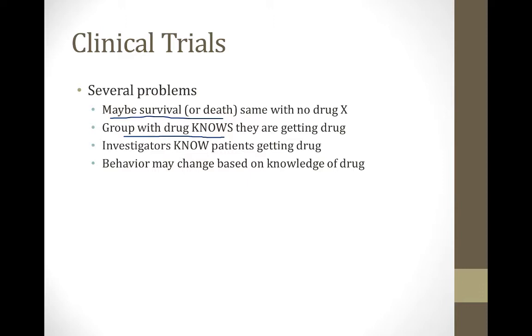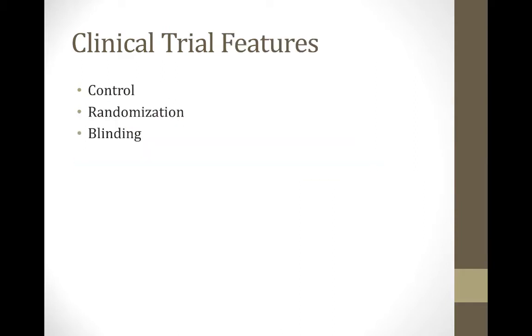Another problem is the investigators know which patients are getting the drug. So they're more likely to take a look at their patients and think they look healthier because they know they're receiving a drug. And the bottom line of both of these second two points is that behavior can change when you know you're getting a drug, and this can make something look more efficacious than it really is. So the way we avoid all those problems in clinical trials is by using three techniques. The first is called control, the second is randomization, and the third is blinding.